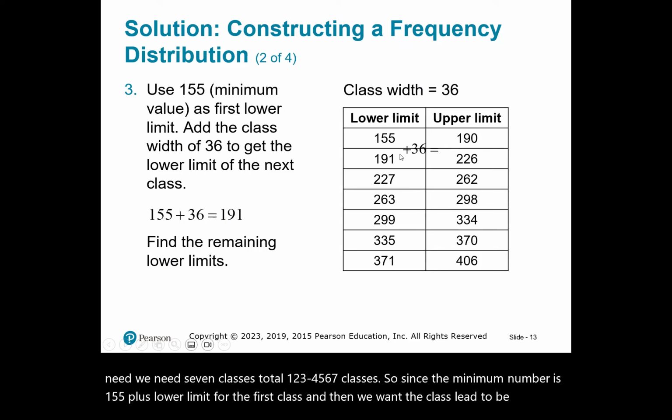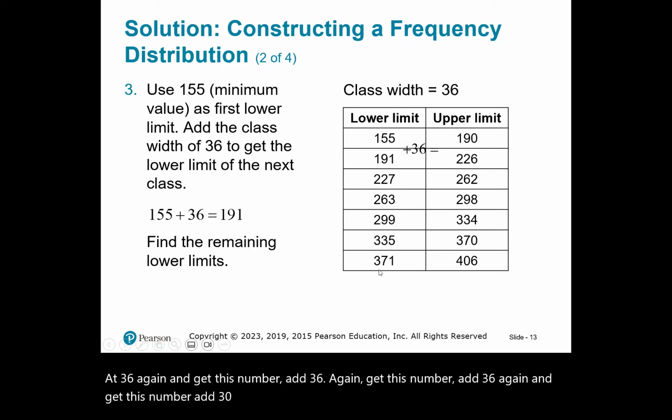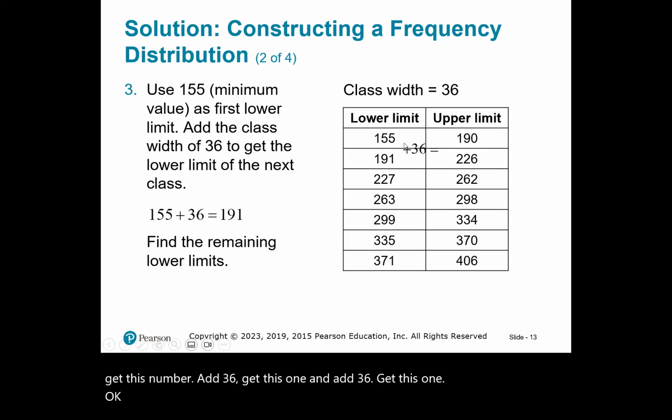So this is the next class start number, lower limit. Add 36 again and get this number. Add 36 again, get this number. Add 36 again and get this number. Add 36, get this one, and add 36, get this one. Okay, and then that's how we get the lower limits.